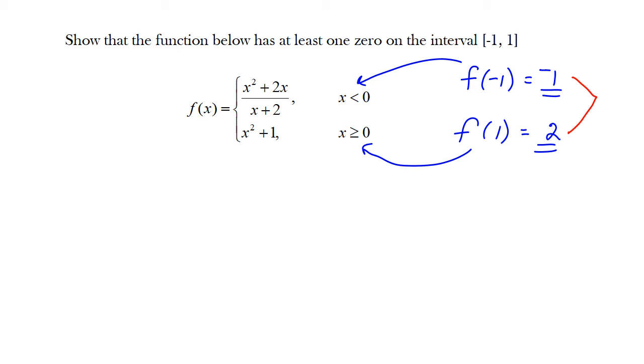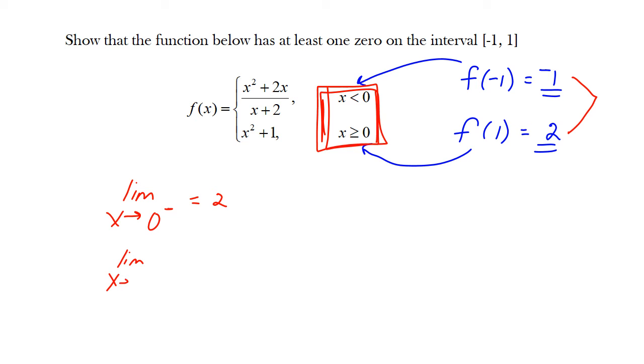So let's take a look at limits. We know that there's a break in the function at 0. The question is whether or not that function connects or whether or not it actually breaks on the graph. So if we were to do the limit as x approaches 0 from the left, we would get 2. But the limit as x approaches 0 from the right, we would get 1.